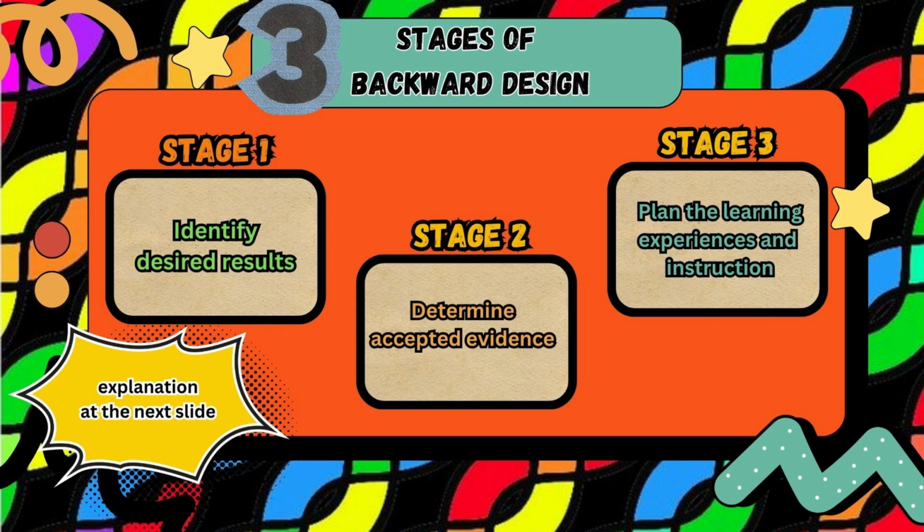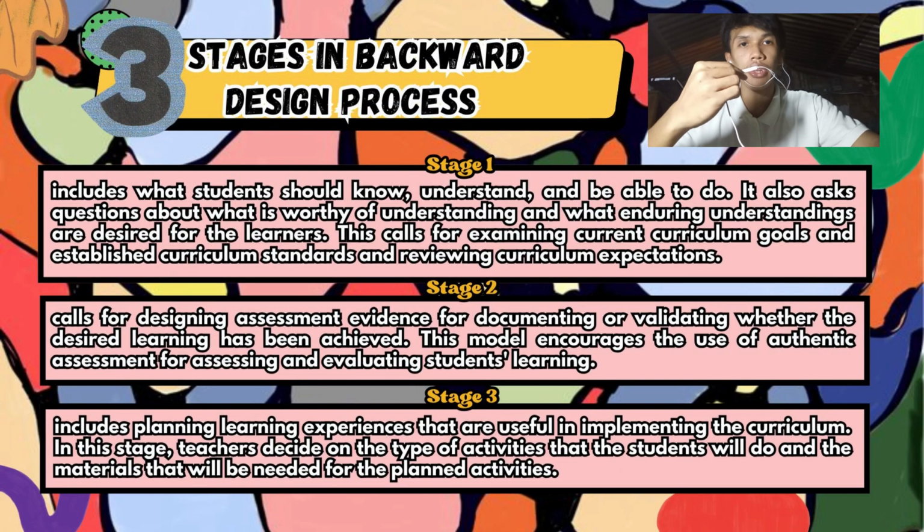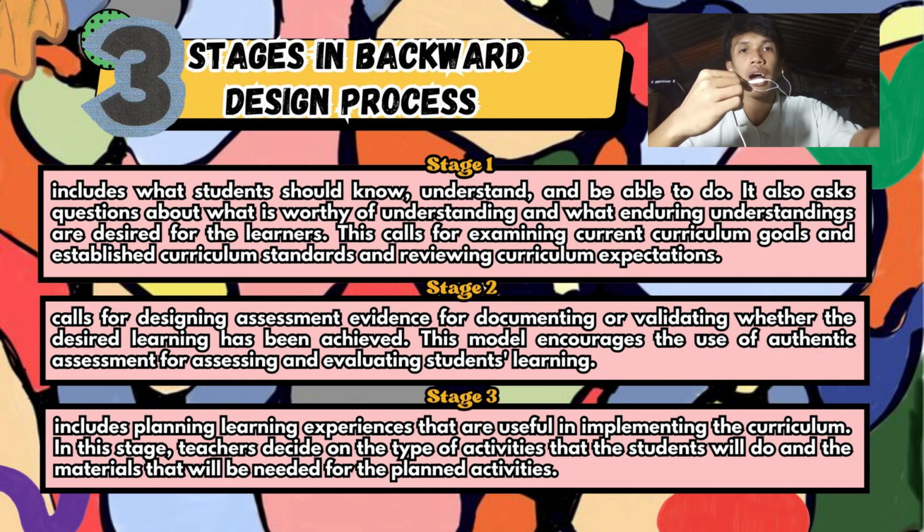Stage 1 is to identify desired results. Stage 2 is to determine acceptable evidence. And lastly, Stage 3 is to plan the learning experience and instruction. In Stage 1, it is mentioned and asked what the understanding of the learners is, to include the students in what they should understand, what they should know, or what they should be able to do within their development.